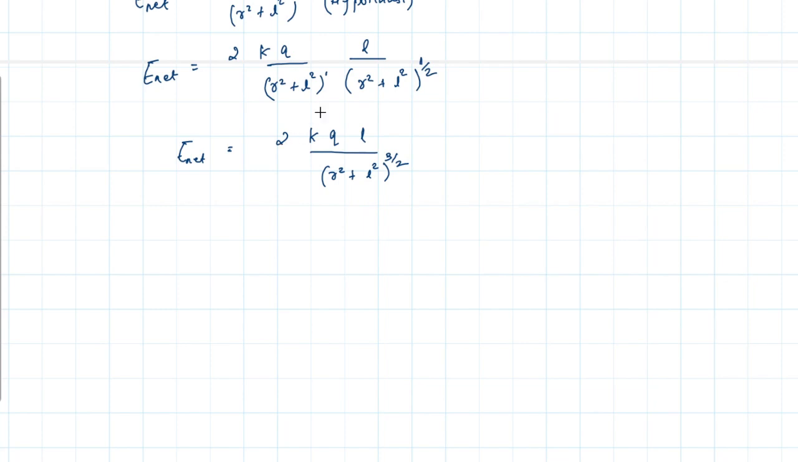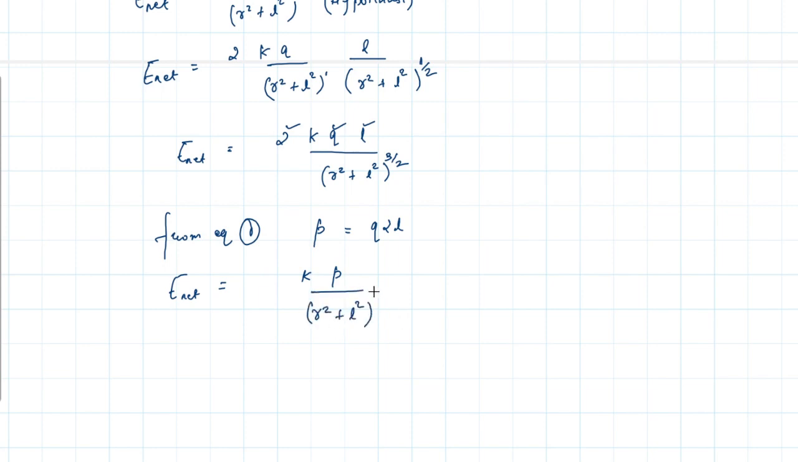We also know from equation 1, which we have already defined, that P, electric dipole moment, is the product of charge with the distance between them. So here is Q and there is 2L, so simply we can replace it by P. So E net will be KP by R square plus L squared to the power 3 by 2. So this will be our equation. After solving, we got this one.